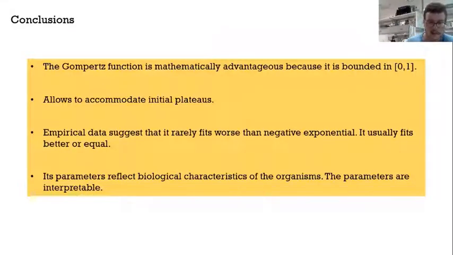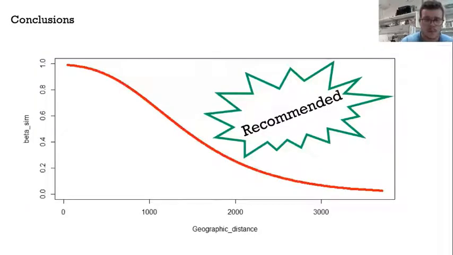the exponential and the power law can't, and the empirical data show that the Gompertz function normally fits better or equal than the exponential function, and rarely fits worse. And its parameters reflect the biological characteristics of the organism. So the parameters are interpretable in biological terms. With this, we recommend the use of the Gompertz function to fit the distance decay data and study the distance decay pattern.